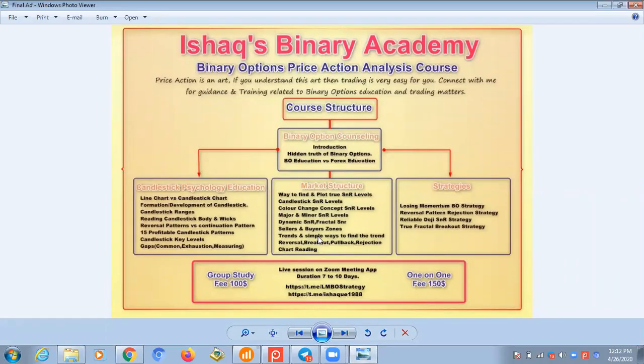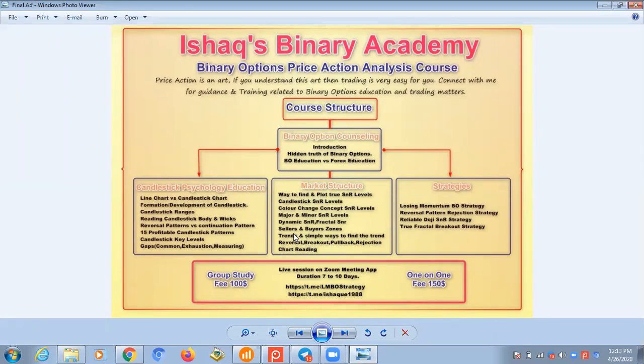After that, sellers and buyers, trend. So now the next study is coming here: reversal, breakout, pullback, rejections, and chart review. Tomorrow we will study the reversal. This is a review. I have taught you all these things, but just for the review, I will teach you reversal, breakout, pullback, rejection, and chart reading.